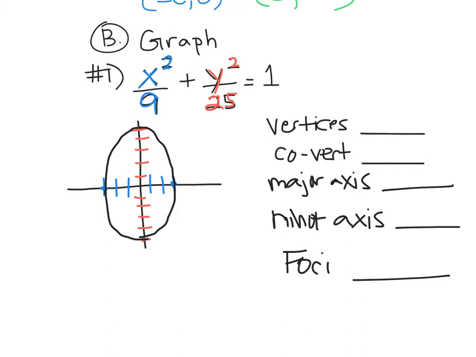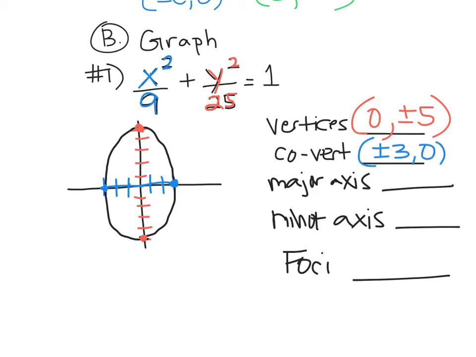So let's talk about vertices and co-vertices. The vertices are going to be the points that are the farthest away from the center. And what are those points? That's the point 0, 5, and that's the point 0, negative 5. And we can write that like this, 0, plus or minus 5. The co-vertices are the shorter distance away from the center. And that point would be right here at 1, 2, 3, 0, 1, 2, negative 3, 0. So we can write it like this.